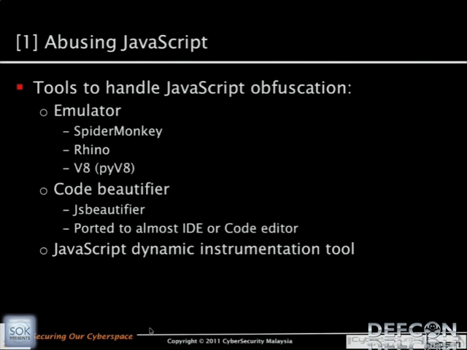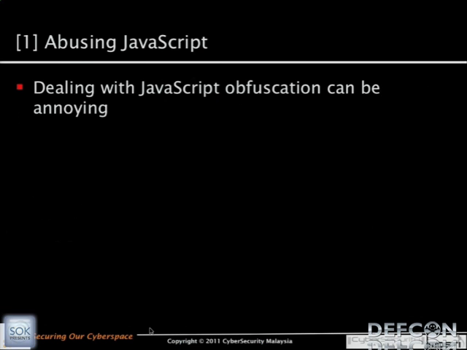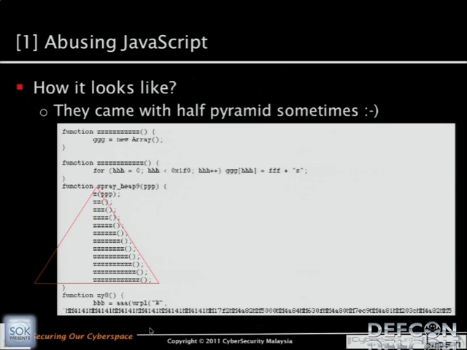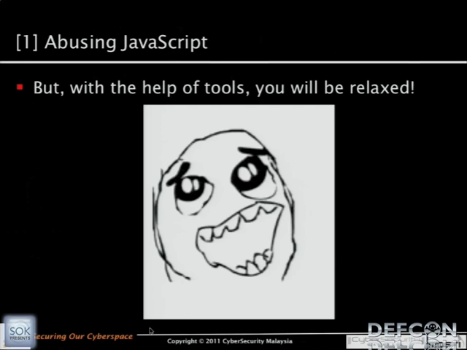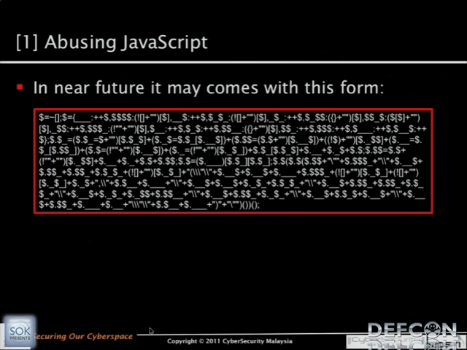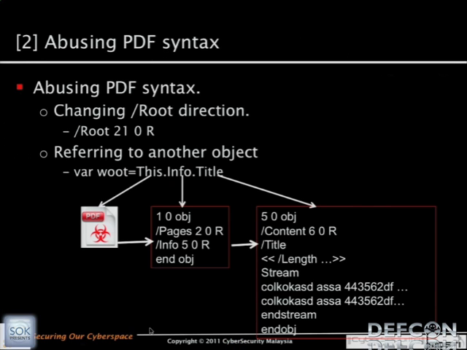Okay? Having said so, if you take a look at the previous sample of the JavaScript, you pretty much can read all this stuff, right? But maybe in the future, it may come to within this function. This is valid JavaScript implementation, okay? And it may also come with smiley characters for you guys. So this is the kind of obfuscation that you can see within the JavaScript implementation in PDF.